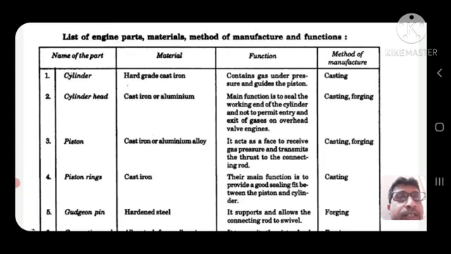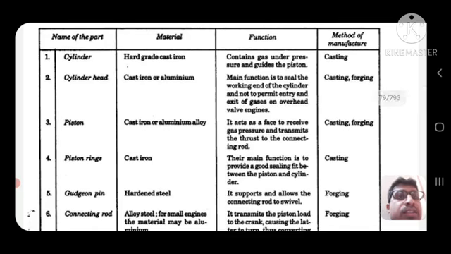Today I am discussing the list of engine parts, their material, method of manufacture, and function. First one, the cylinder. The material is hard grade cast iron. Function: contains gas under pressure and guides the piston. Method of manufacture: casting.